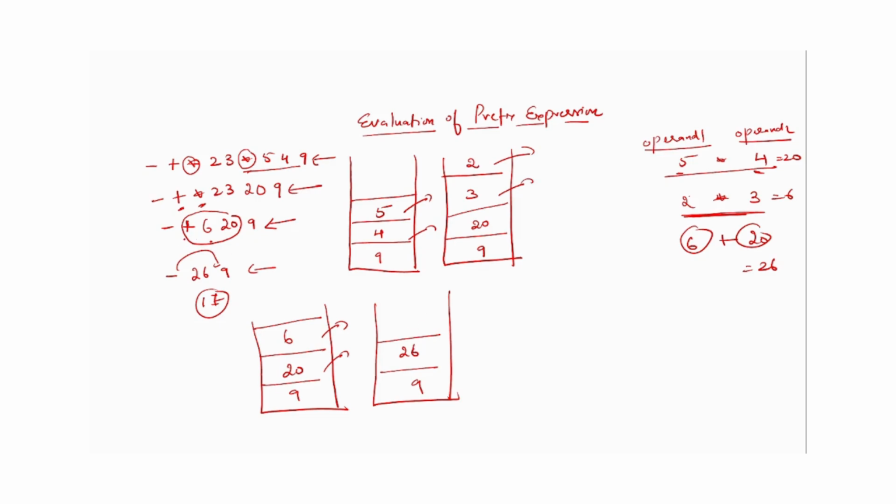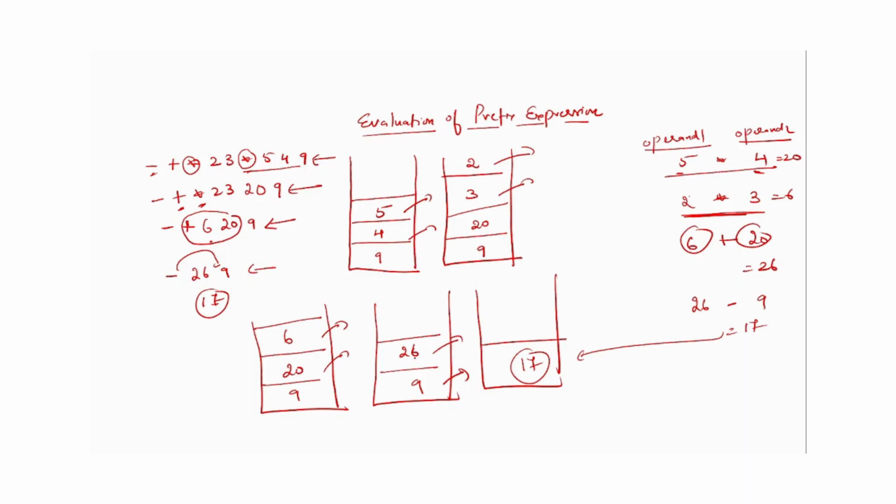The only operator left is a minus here. Therefore 26 would be operand 1, 9 would be operand 2, and then minus. So here I pop out 26 and 9. Right now the stack is empty, but after I pop out 26 and 9, I say 26 minus 9 is 17. I push 17 into the stack. This is my answer.